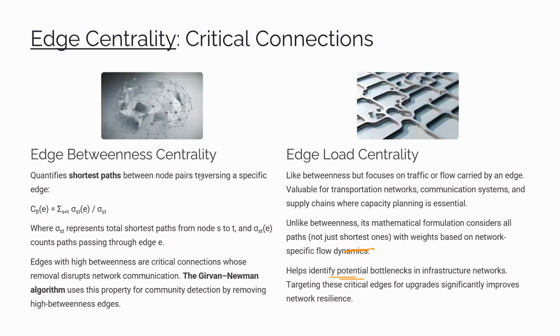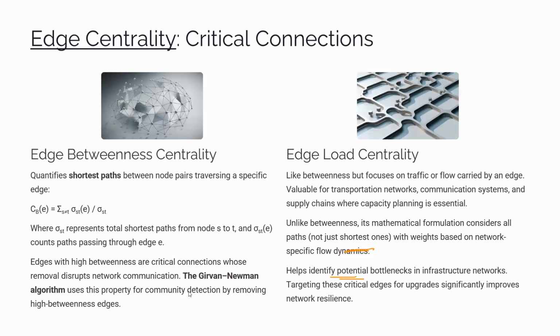Edges are nothing but your connections. The most important centrality measure that we look at is the edge betweenness centrality. Here it quantifies the shortest paths between node pairs traversing a specific edge. It's similar to node betweenness centrality, but it also allows us to define the communities within the network, the sub-communities.